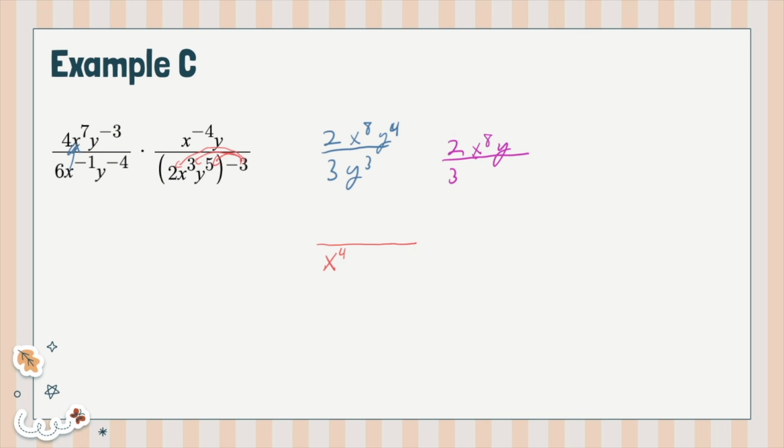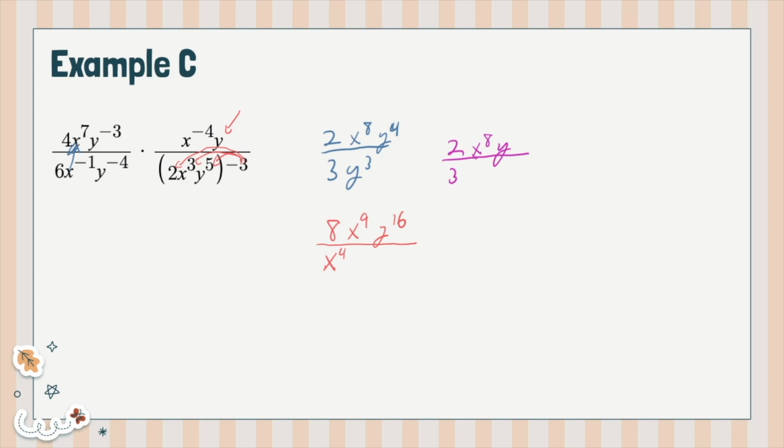So 2 to the 3rd power, 2 times 2 times 2 is going to give us 8. X to the 3rd power, so x to the 3rd times x to the 3rd times x to the 3rd is going to give us x to the 9th. And then y to the 5th to the 3rd power is going to be y to the 5th plus y to the 5th plus y to the 5th. So that's going to be y to the 15th, but we already have this y sitting up here, so we're going to end up with y to the 16th.